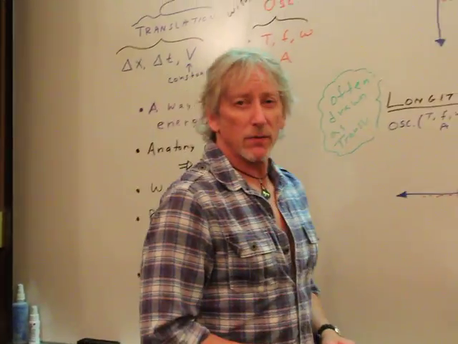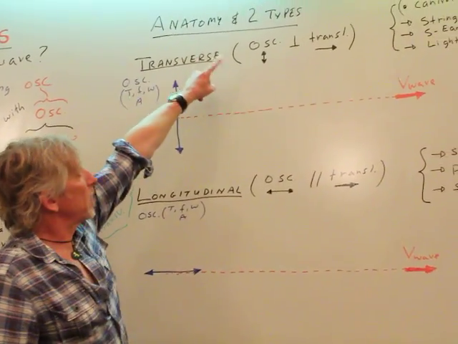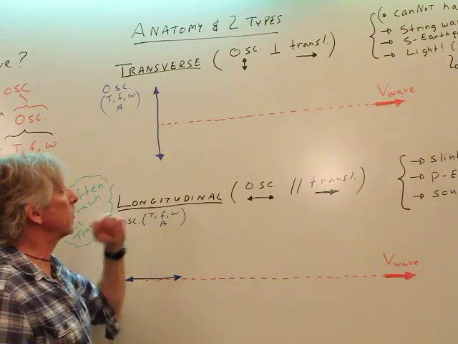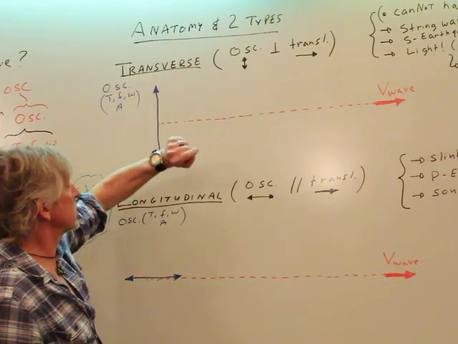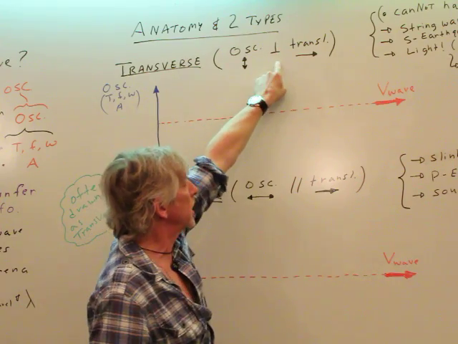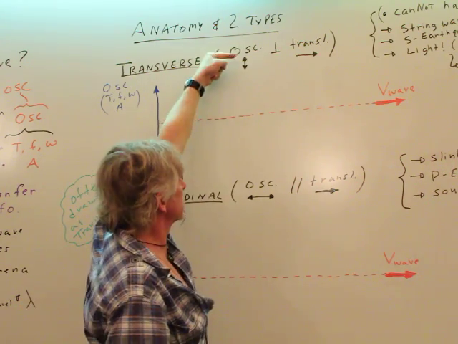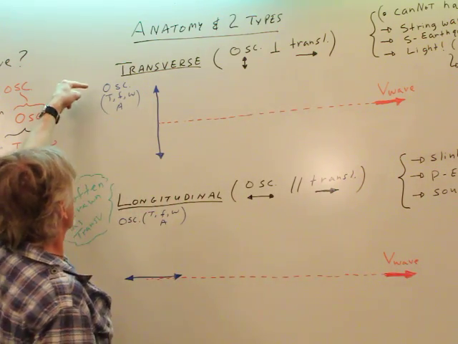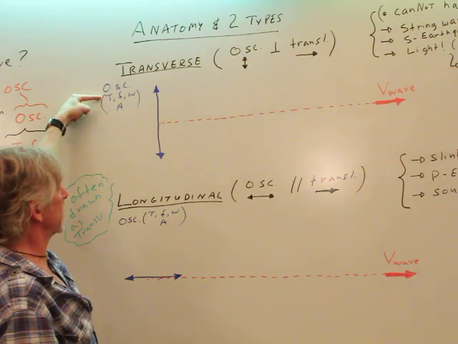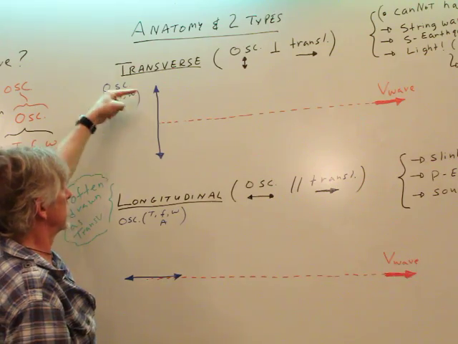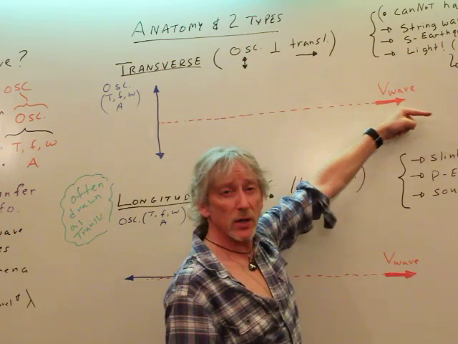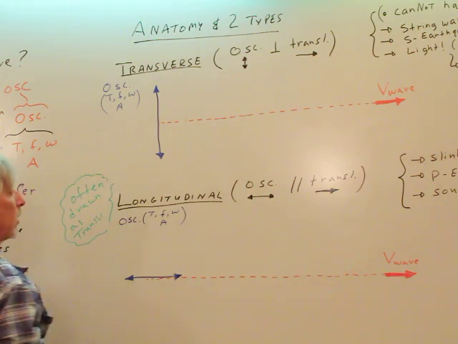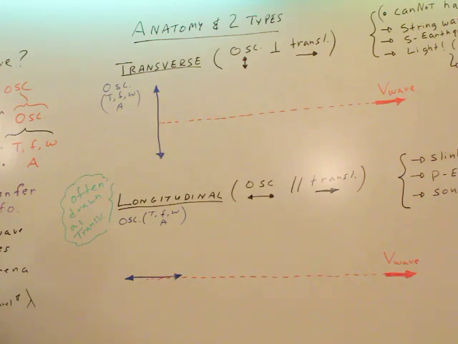So let's get to the anatomy of a wave. Nice and easy stuff. The anatomy of a wave, two types. There's transverse and longitudinal waves. I'll show you those in just a second, but let's do it on the board first. A transverse wave means that the oscillation is perpendicular to the translation. That is, it wiggles this way while it goes that way, for example. That's all that means. With an oscillation, we've got the rate of oscillation and the amplitude of oscillation, the blue one. The traveling speed, or the wave speed, is going to be just going along that way. Oscillation perpendicular to the translation.